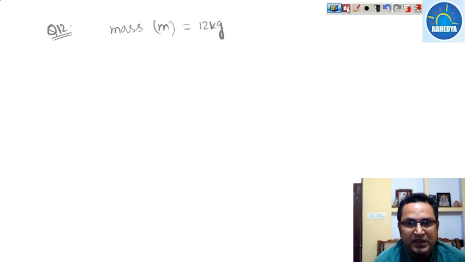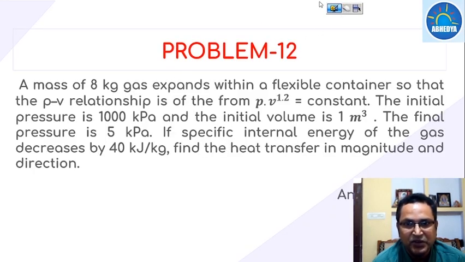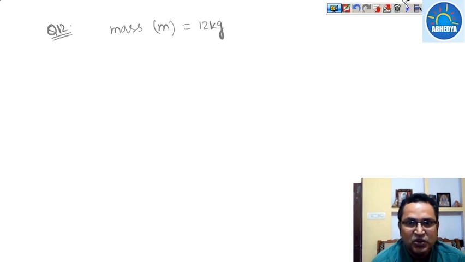Mass is given as 12 kilogram. I think it is 12 kilogram, 8 kilogram. Please write it, 8 kilogram. So mass is 8 kilogram and the process is PV raised to the power 1.2 is equal to constant.